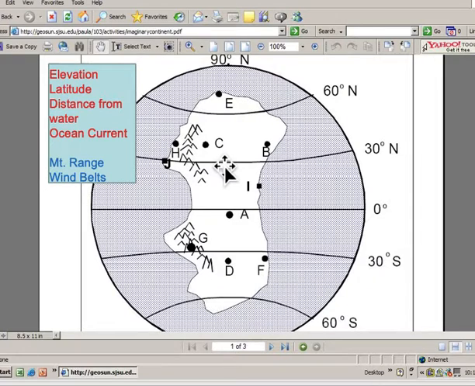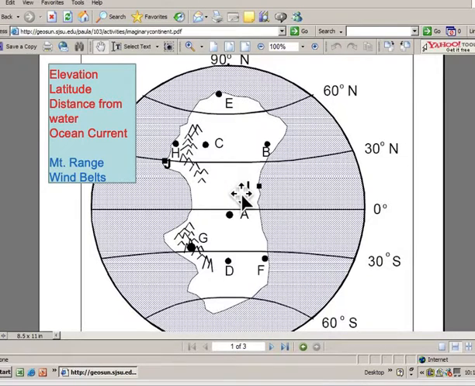So based on that, I would say H is going to be the wetter city, C is going to be drier. H, because it's close to a large body of water, will have a milder climate with less of a temperature change between winter and summer, and C will have a more extreme climate with more of a temperature change between winter and summer because it's inland.